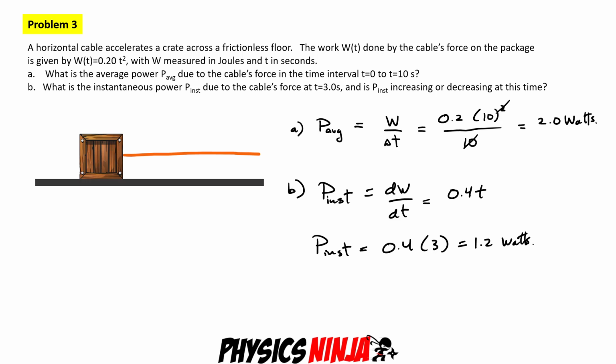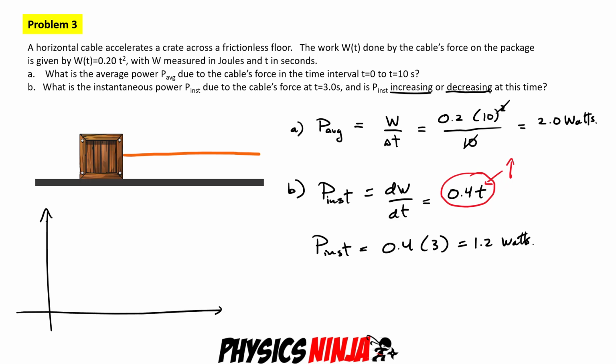All right, and is it increasing or decreasing? Have a look at my equation. It's 0.4 times t. As I make t bigger, I'm going to increase that power. It's a good idea to try to make a sketch of what everything looks like. So what if we had a sketch of the power as a function of time? Power as a function of time is this linear function, and I'm going to go all the way to 10 seconds. So this is time, and this is my instantaneous power. I simply have a straight line, and the slope of that line is 0.4. That's the number in front of the t.